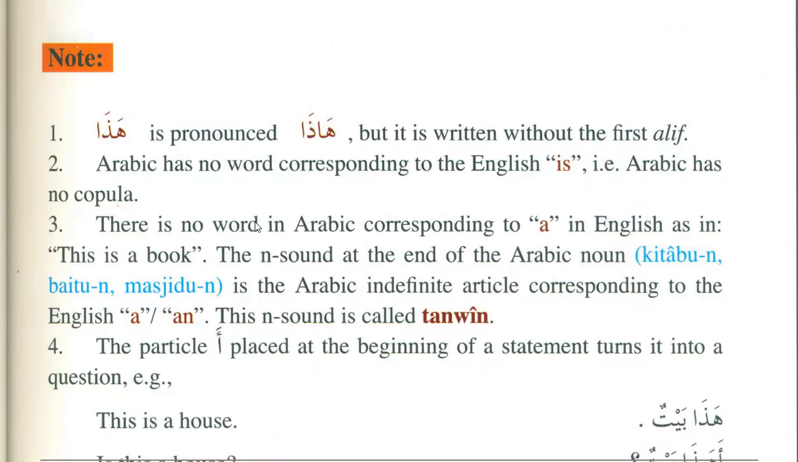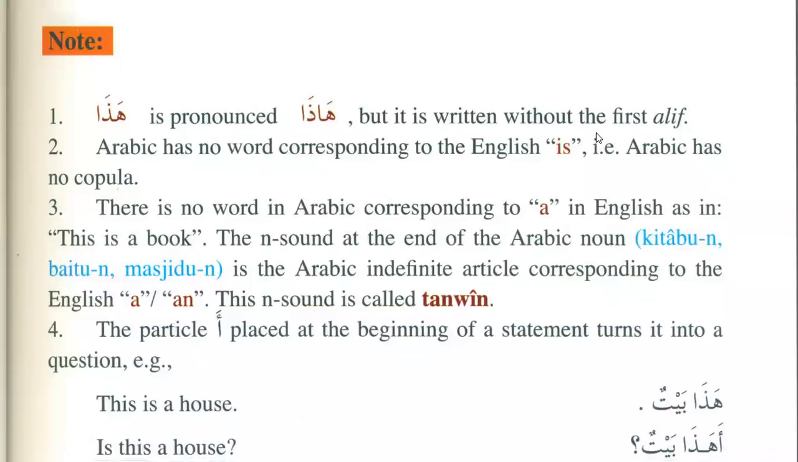There is no word in Arabic corresponding to a in English. Point number one: haza is pronounced like haza, but it is written without the first alif. Two, Arabic has no word corresponding to the English is. Arabic has no copula. There's no copula, so a word like is does not exist.